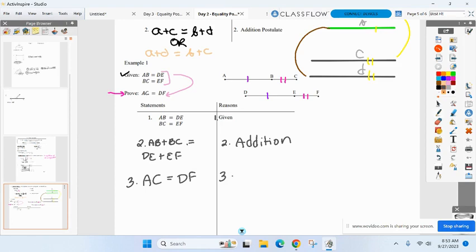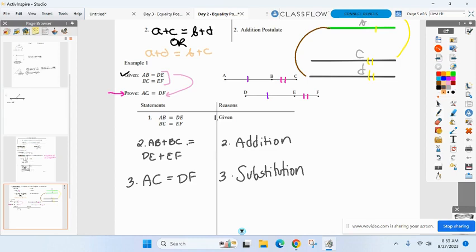And why can I do that? I plugged in the same thing. What's that we talked about already today? That's all I did, was substitute in AC for AB plus BC. Substitution. Is that my last statement? Yep, that's what I needed to prove. So I added the equals together to get to the full ones. That's how I did the proof here.